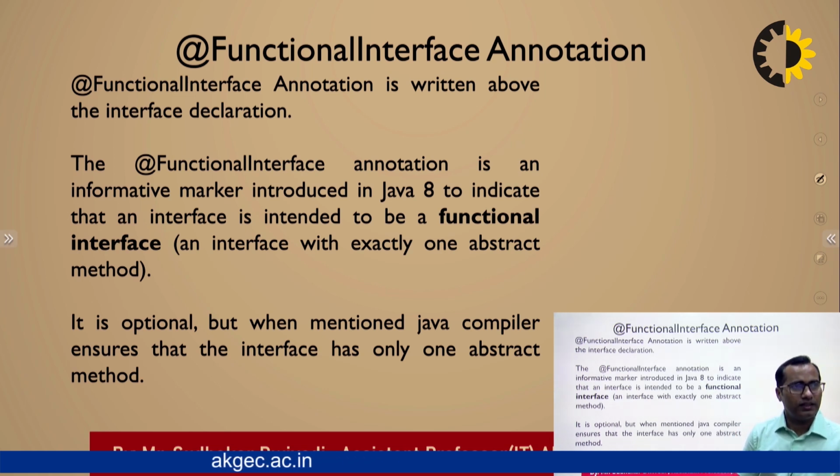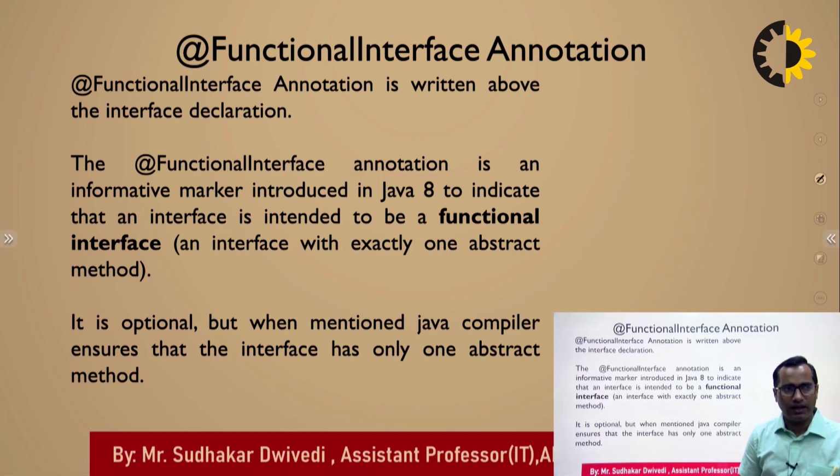So the @FunctionalInterface annotation is an informative marker. It is the informative marker introduced in Java 8 to just indicate that the interface is intended to be a functional interface. That means we are going to write a functional interface. That means it will contain exactly one abstract method. That means if we try to add more than one abstract method, it will generate an error.